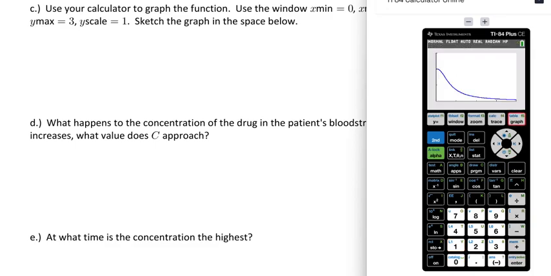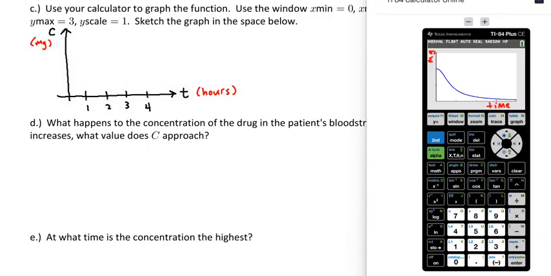So remember, our horizontal axis is the t-axis, so we're looking at time along this axis, and we're looking at the concentration in milligrams on our vertical axis. So by looking at the graph, we can make a rough sketch by hand. So I'm going to label my horizontal axis T, my vertical axis C. So along our horizontal axis, we have hours, and along our vertical axis, we have milligrams. So on the x-axis, our scale is 1. We went from 1 to 4 hours. And on the y-axis, our scale is 1. We went from 1 milligram to 3 milligrams. Again, just sketching the basic idea of the graph. It does something like this.